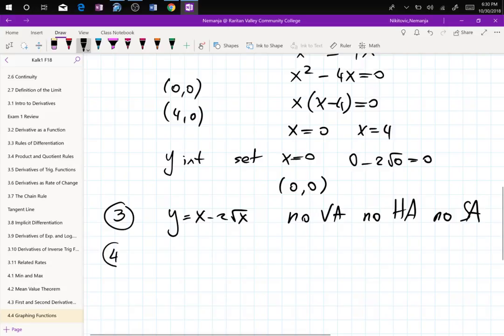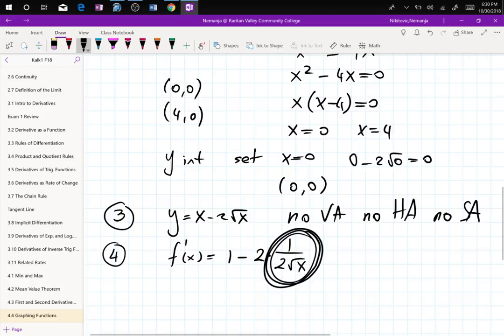Number 4, first derivative, f prime of x is, derivative of x is 1, minus 2 times, and the derivative of square root is, I asked you to memorize this, 1 over 2 root x, nice. Please memorize this as the derivative of a square root so you don't have to go there and calculate stuff for 15 years.